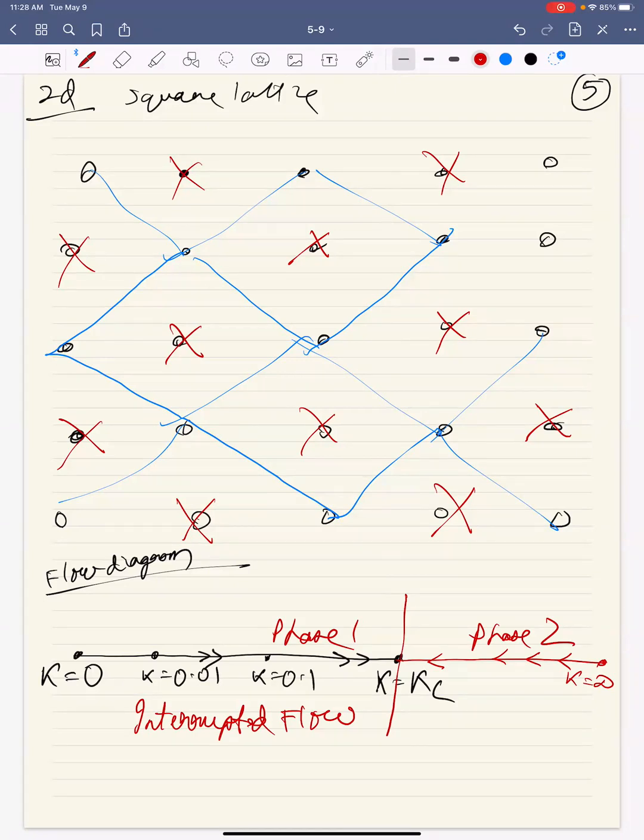And that makes sense, right? Because what happens in magnetism? At very low temperature, you have every magnet aligned along the same direction, right? At very high temperature, you have magnets in random direction.